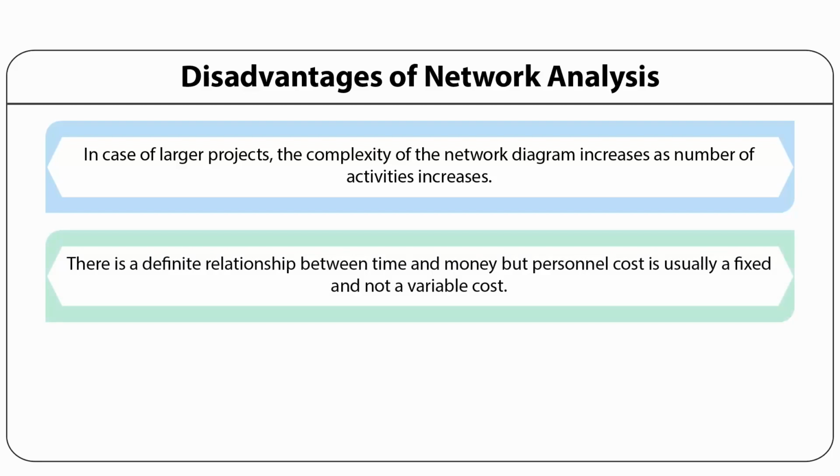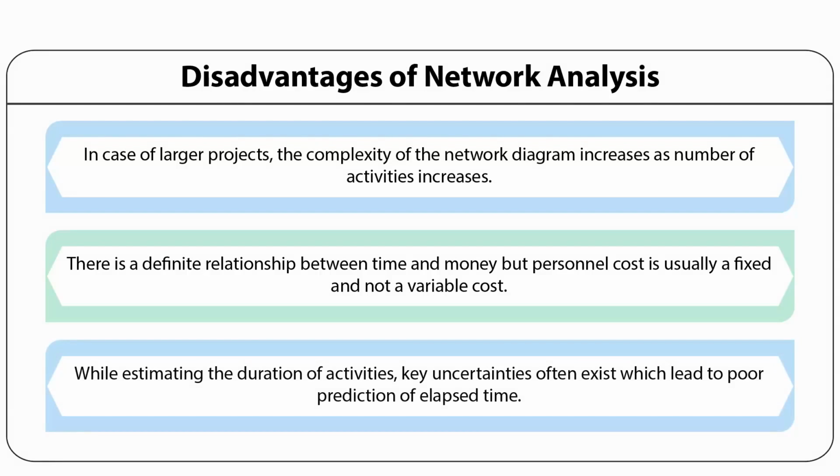Secondly, there is a definite relationship between time and money, but personnel cost is usually a fixed and not a variable cost. But if it is not applied properly and a lot of personnel are involved, then a lot of time is wasted, and this leads to indirect cost on the part of the project.